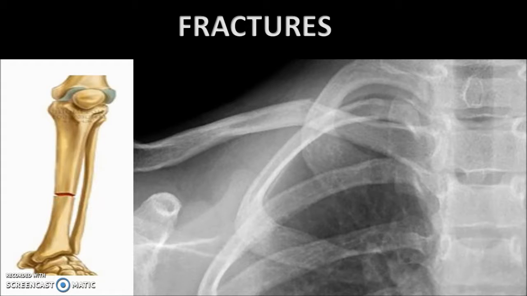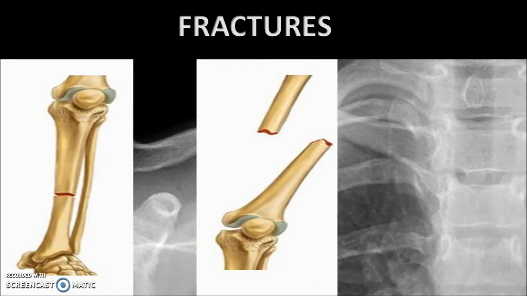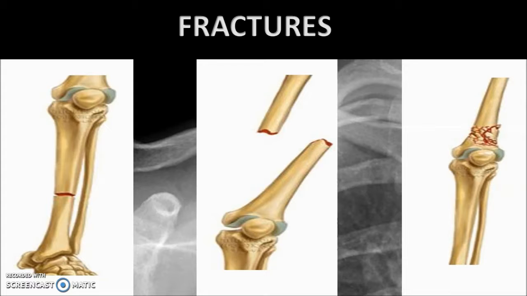Next, there is a compound fracture, where the bone breaks into separate pieces. If you notice, these are getting progressively worse. And finally, we have a comminuted fracture, where the bone shatters into many pieces.